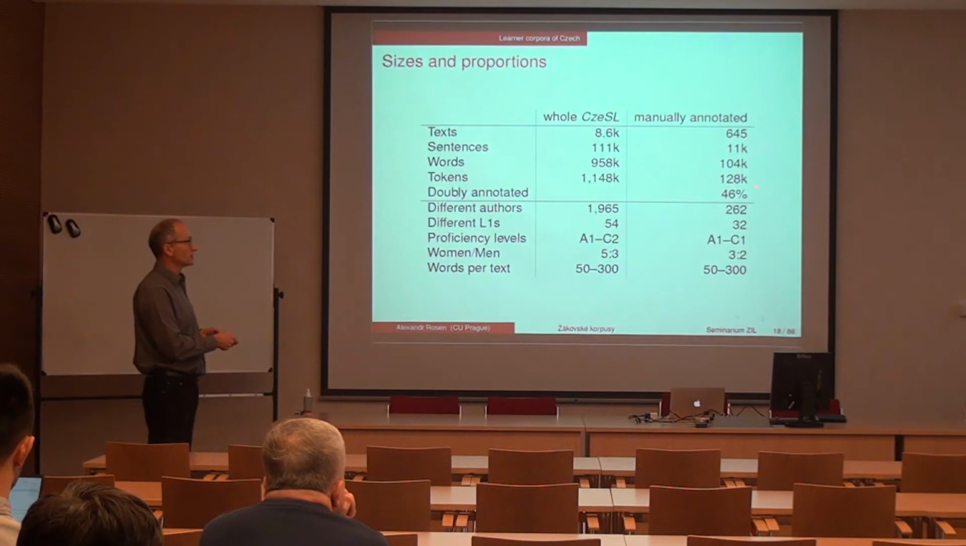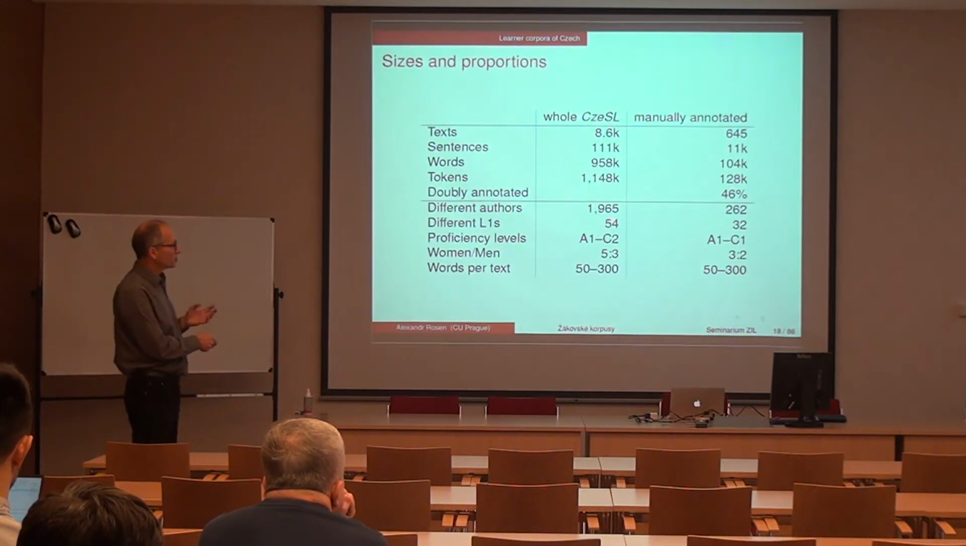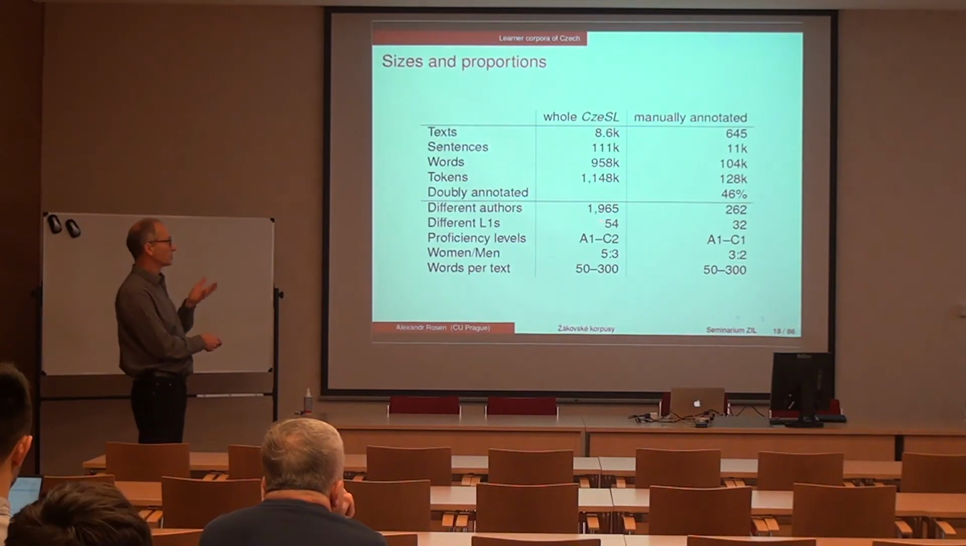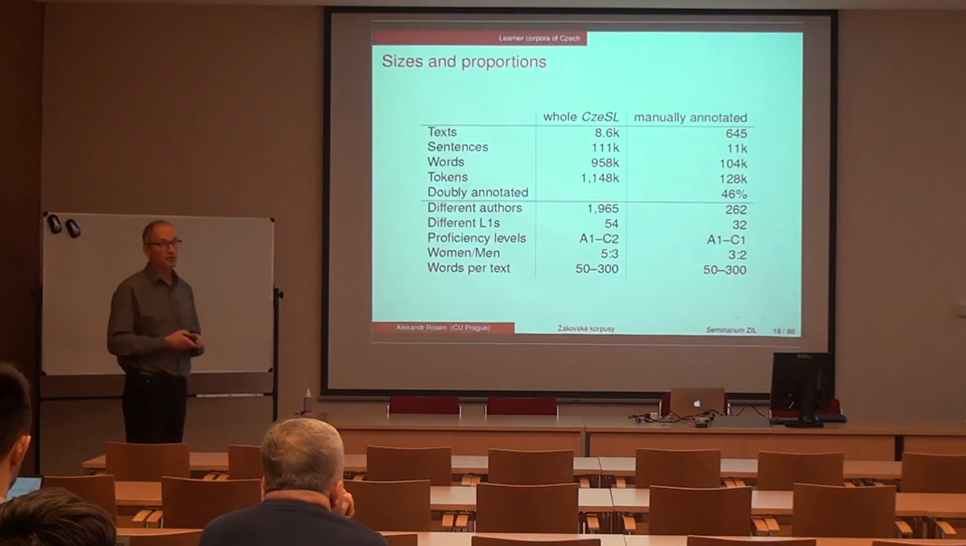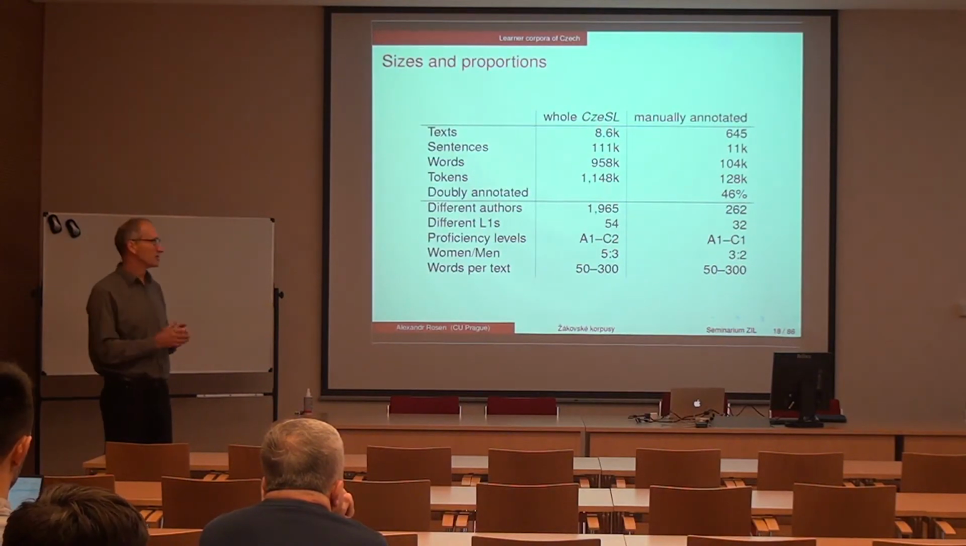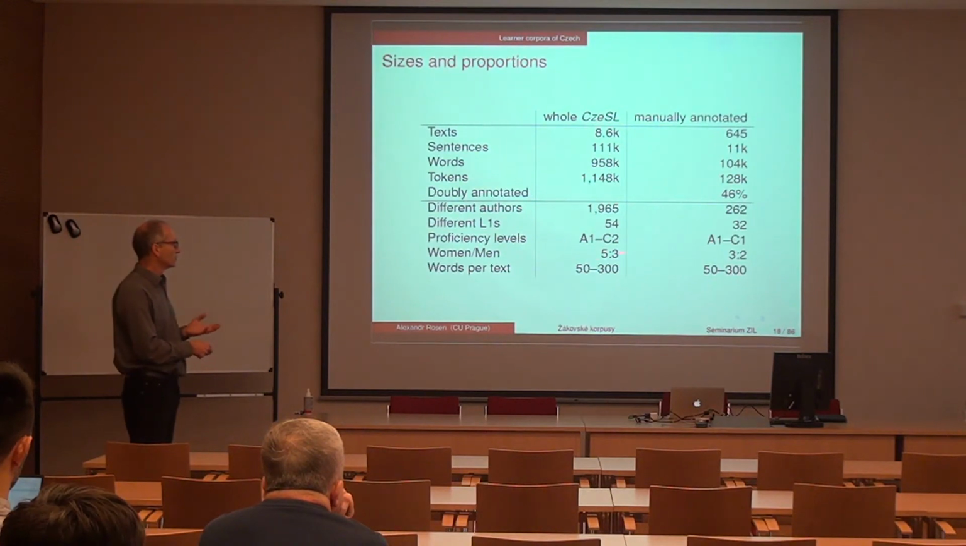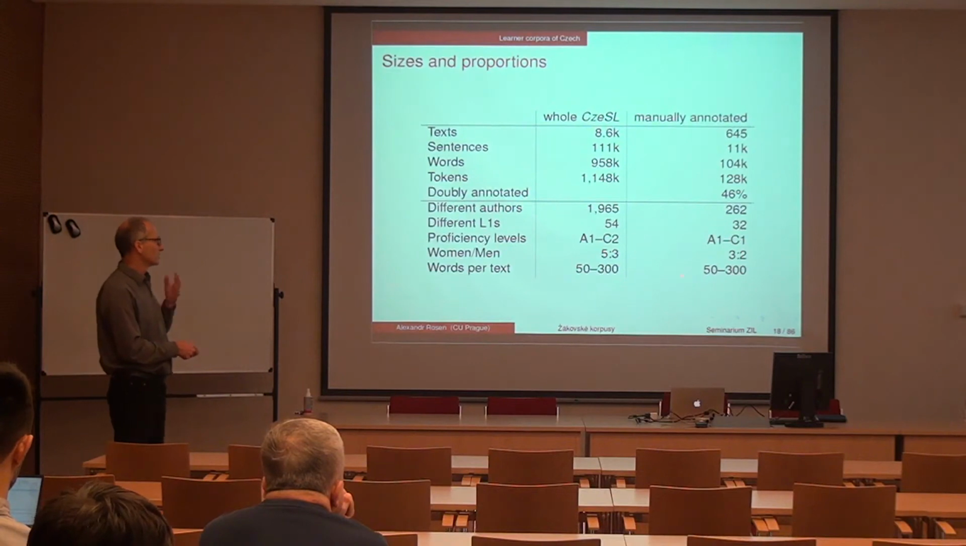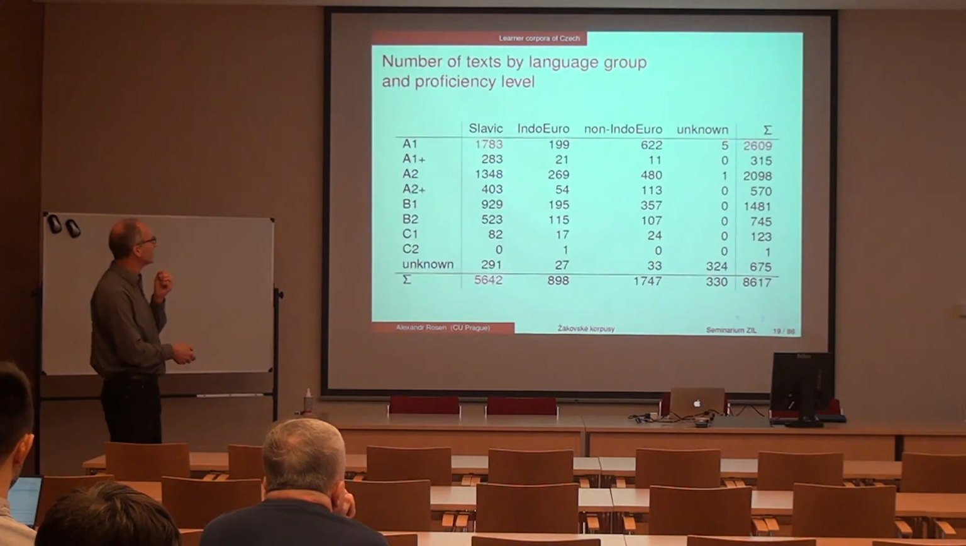And a part of it is doubly annotated. We have so many different students. Some wrote more than one text. 54 different first languages, quite a few. All proficiency levels, although C2 is very poorly represented, and always more women than men. And this is the usual size of text that we have.